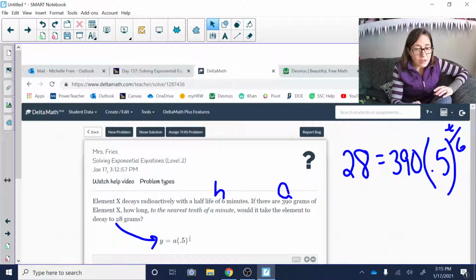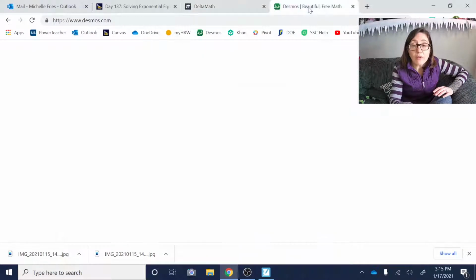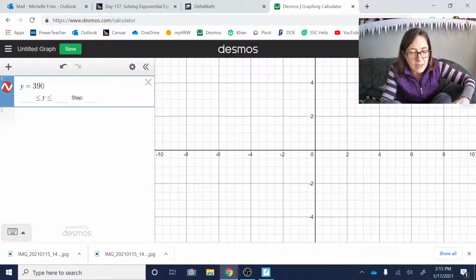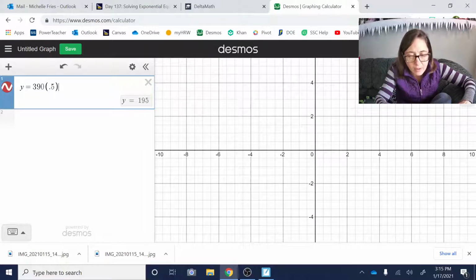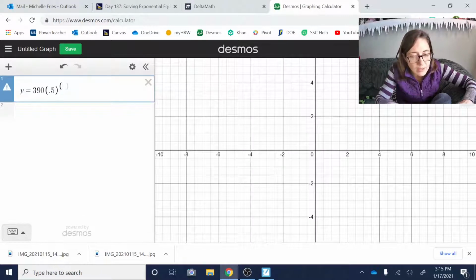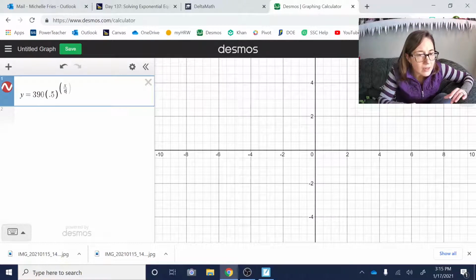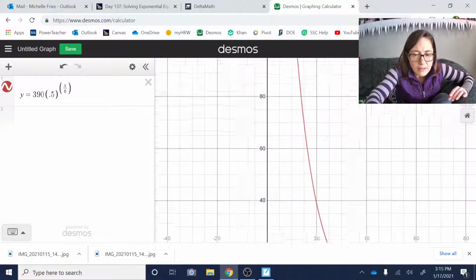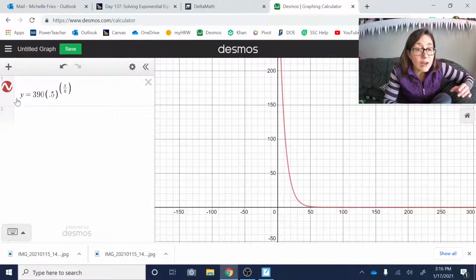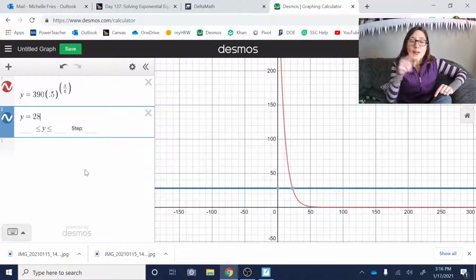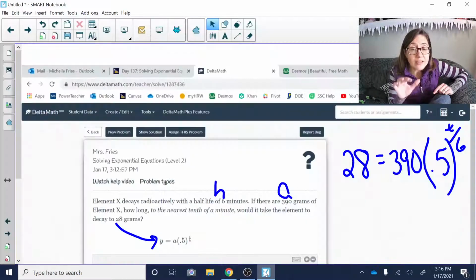Previously, what I would have had you do is take this information over to Desmos, and we would have typed in the equation y equals 390 times parentheses 0.5 to the parentheses x over 6. Oops, no extra parentheses there. Okay, so we would have graphed that. There it is. And then we would have said, okay, we want the output to be 28. So I would have added another line here and said y equals 28, so we would have something to look for. I'm not going to click on it yet, though, because I want to use this to verify in just a little bit that we can also solve this algebraically.